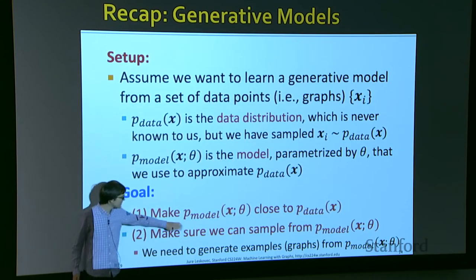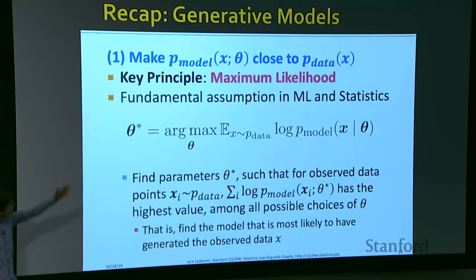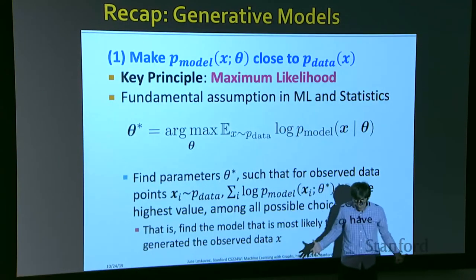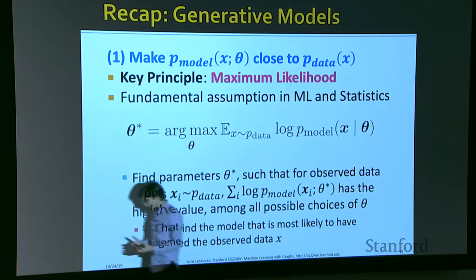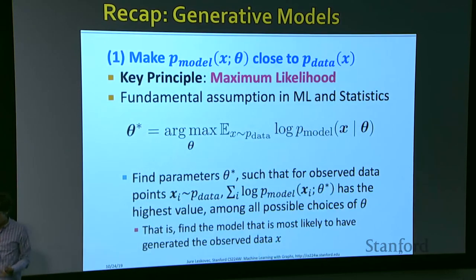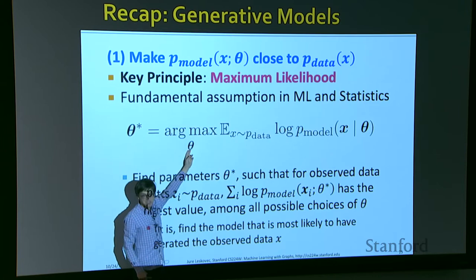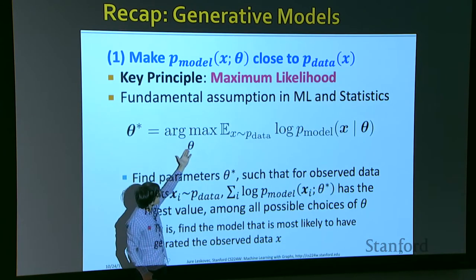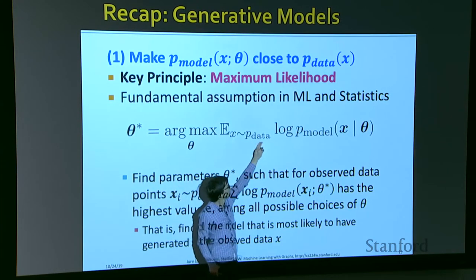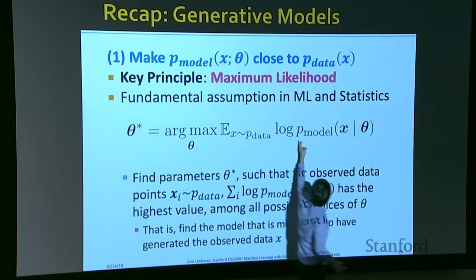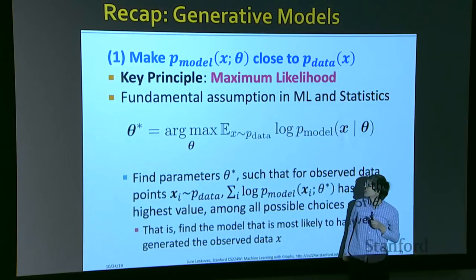So now let's formalize what it means to make P model close to P data. We talked about this, but now you will be surprised we arrive at the same concept: the key principle is maximum likelihood. It says, let's build a model that maximizes the likelihood of my data. Let's go over all possible settings of my model parameters and set them in such a way that if I take some instances x from my P data distribution, the probability that these instances are generated by my model is as high as possible, right?